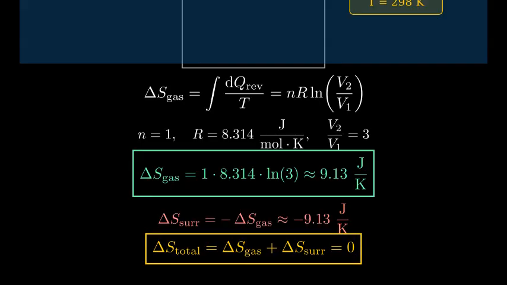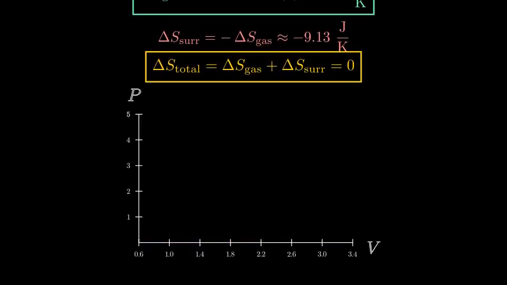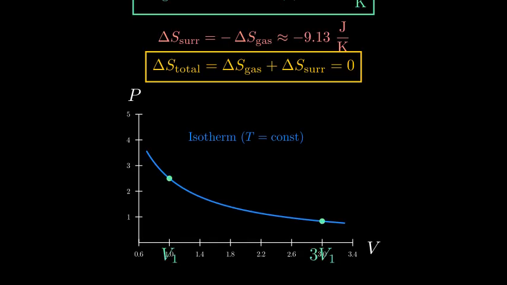Let's also see the process on a pressure volume diagram. An isotherm for an ideal gas follows P equals constant divided by V. We plot pressure as the vertical axis and volume as the horizontal axis. Here is a decreasing hyperbola, the isotherm. We mark the initial volume V1 and the final volume 3V1. The system moves along this curve during the reversible isothermal expansion.